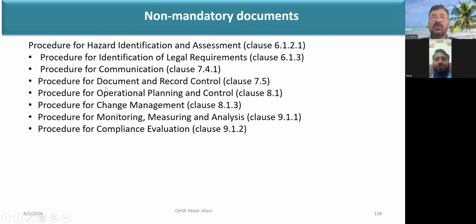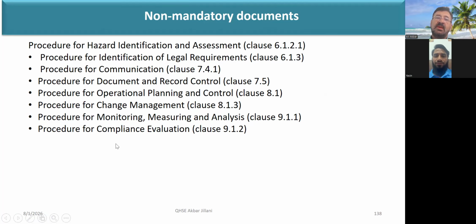Communication procedure. Procedure for document and record retention. They have or not? That's not mandatory, but still it is better to have. Operational planning and control. Management of change procedure. If they don't have, no need, but they have to maintain. Monitoring, measurement, analysis. They don't have a procedure, no need. But see, you are working with the client, then the non-mandatory also you will have to take because the standard does not require it from you, but your client needs this from you. So still you have to take care. Yes, this is important.